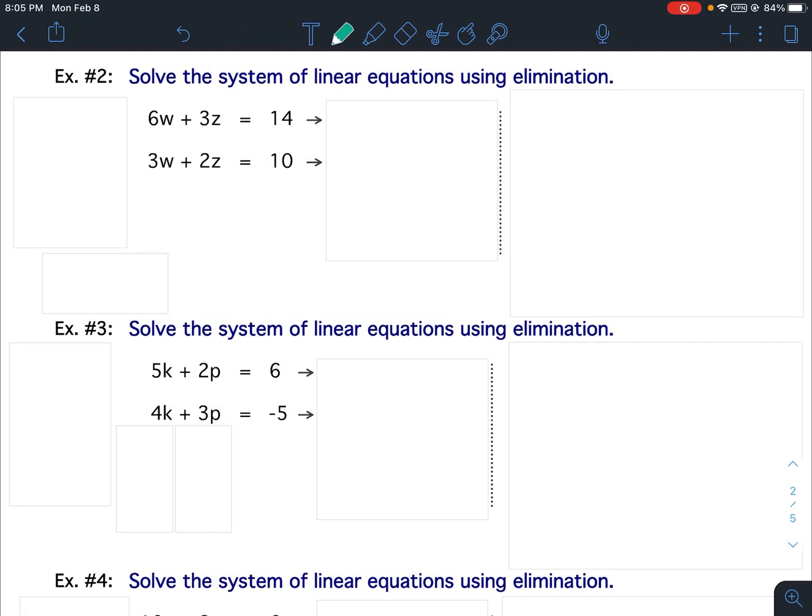Solving systems of equations using elimination, lesson 11 notes. Example number 2. Solve the system of linear equations using elimination.